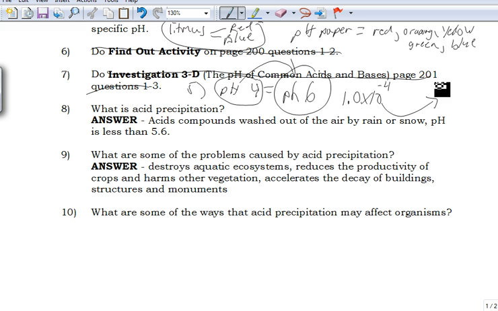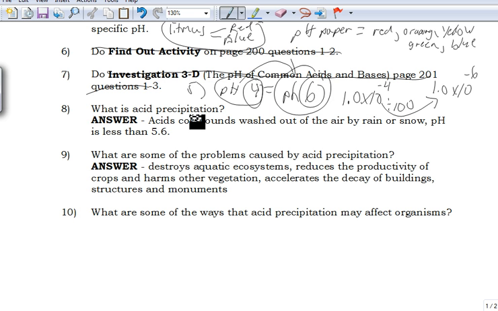And what if you go to a pH of 6? That's 1.0 times 10 to the negative 6. So you've gone down by a factor of 100. In other words, you've divided by 100. So pH 4 is 100 times stronger in hydrogen ion concentration than pH 6.